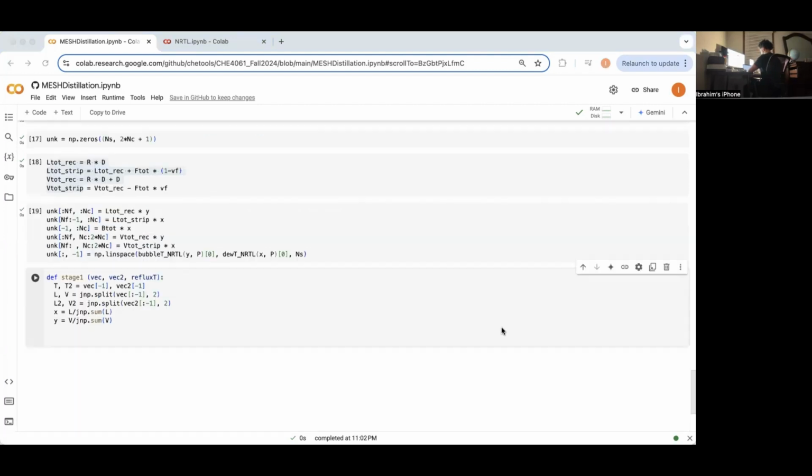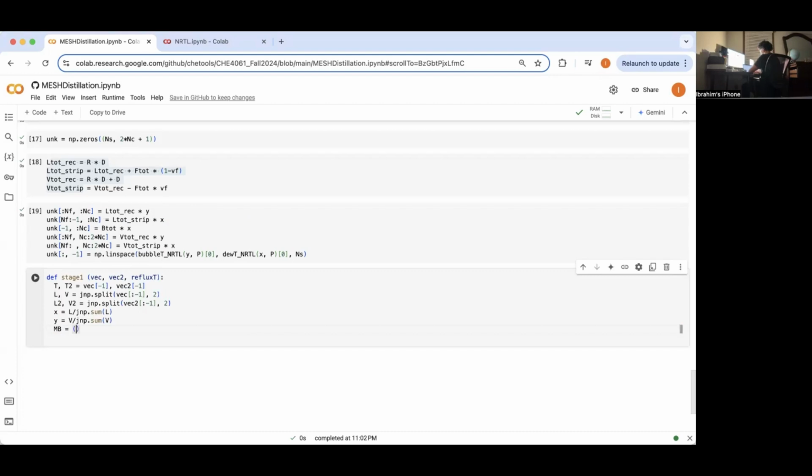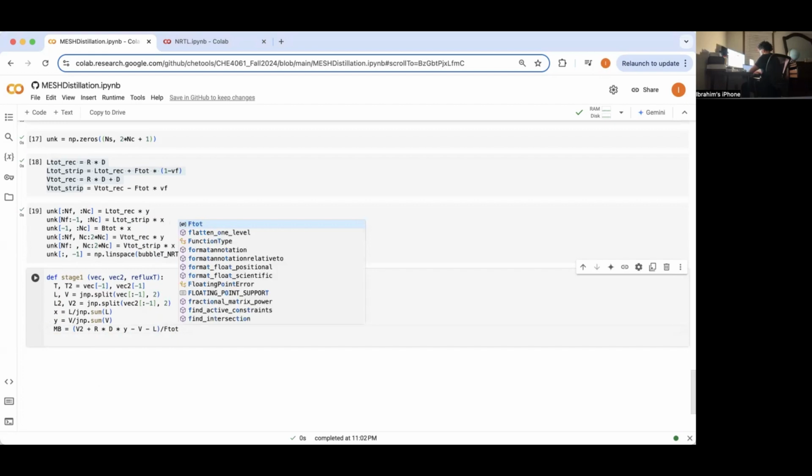I'm going to go ahead and pause this. Okay, so we can actually go ahead and set up our MESH equations now that we have these variables set here. Starting with our material balance, essentially doing what we did in the derivation, this is going to be equal to V2 that we just set, plus our reflux times our distillate, correct? Times our Y, so our vapor composition, essentially subtracting our vapor and subtracting our liquid, and close this out and divide it by our F total.